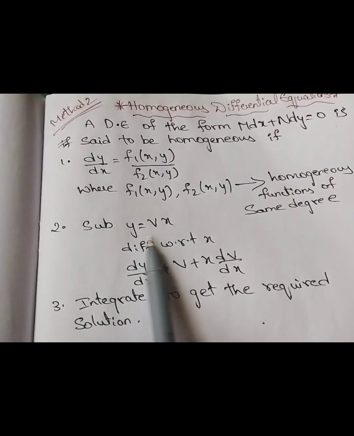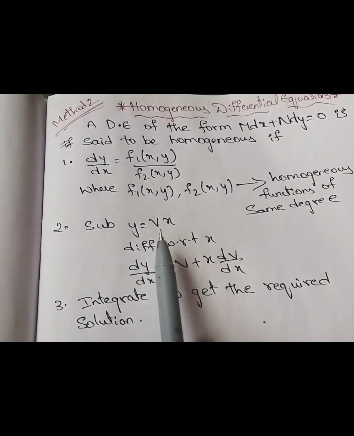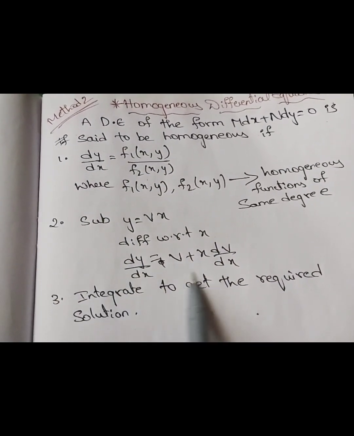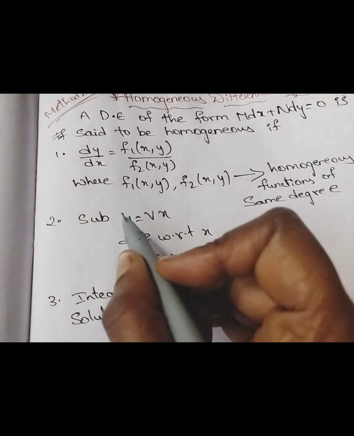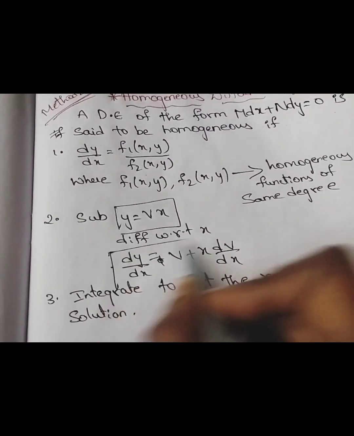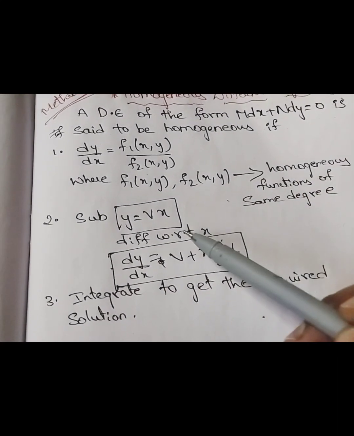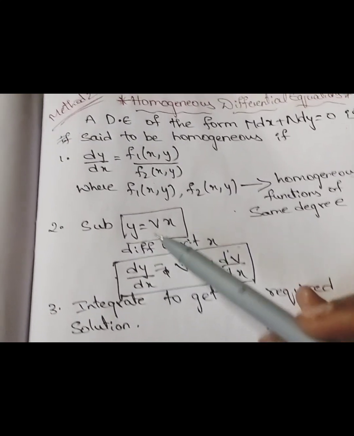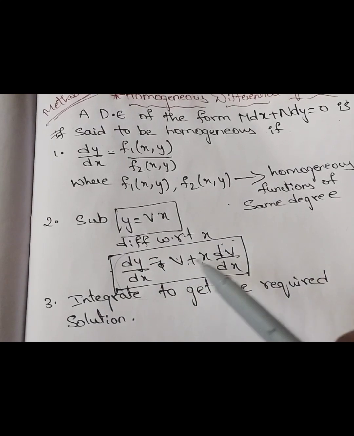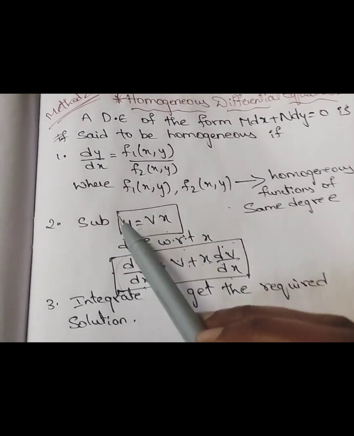Step 2: in place of y substitute vx, and in place of dy by dx you can substitute directly v plus x into dv by dx. So you have to substitute y equal to vx and dy by dx equal to v plus x into dv by dx in step 2. How did we get dy by dx equal to v plus x into dv by dx? We need to differentiate y equal to vx with respect to x.